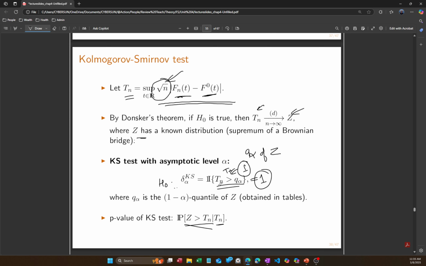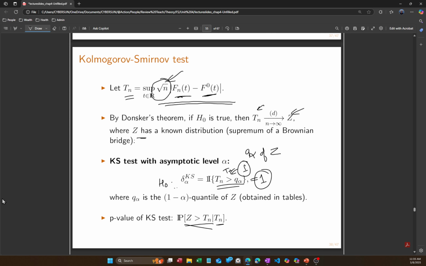Now, the Kolmogorov-Smirnov test summary. The test assesses whether Fn(t) differs significantly from F naught(t). If Tn is lower than Q alpha, we fail to reject H naught. Otherwise, H naught is rejected.